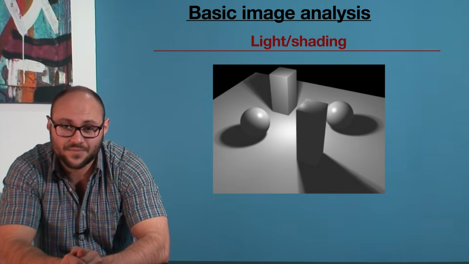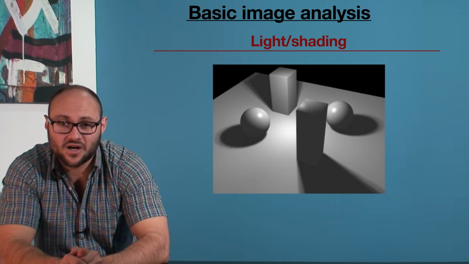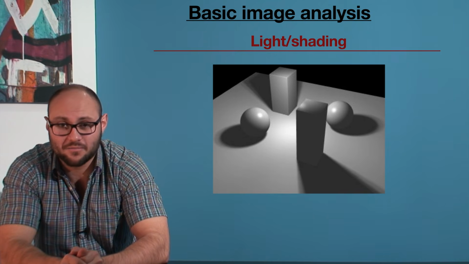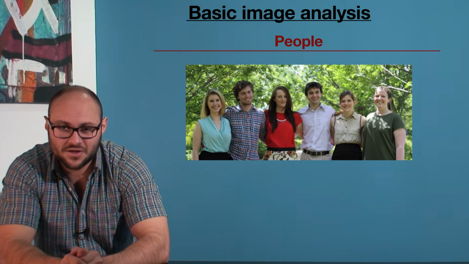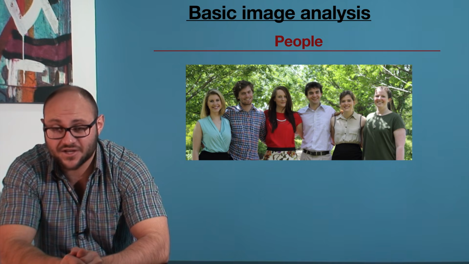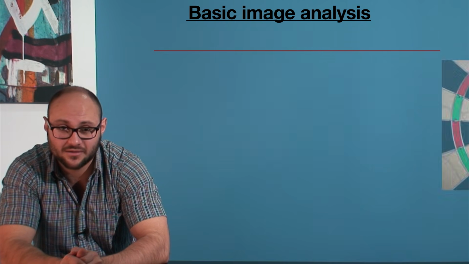Light, shading. This refers to where the light or dark is within an image. This can mean a range of things, but is often a good way to distinguish good from bad. People. This includes analysing who is in an image and what you can see about them. Facial expressions, body language, exaggerated features, dialogue, and so on.